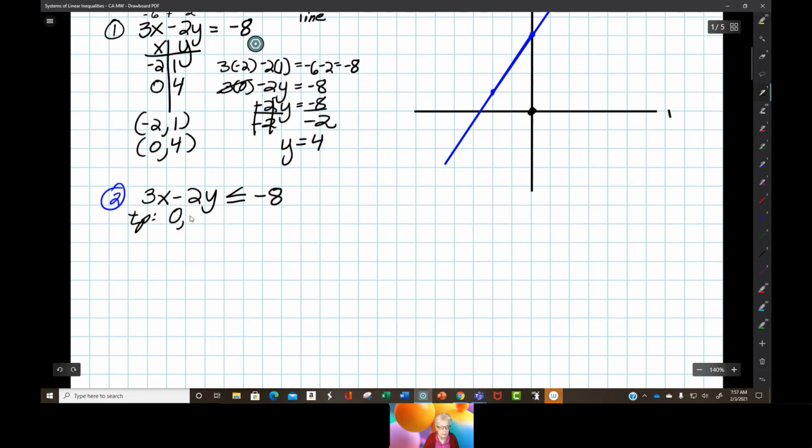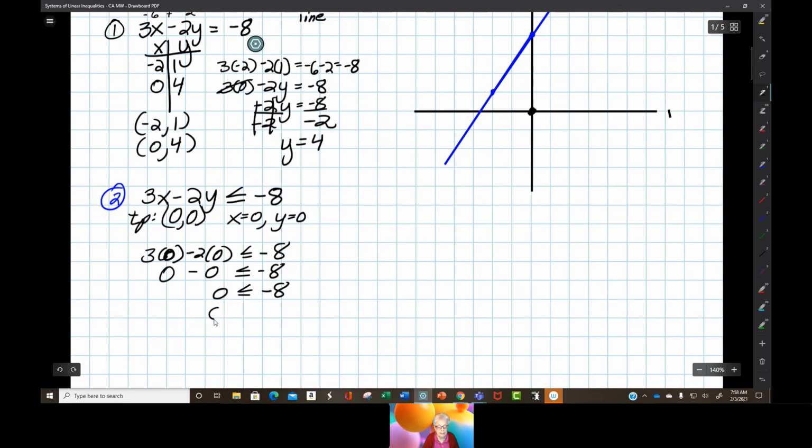My TP is going to be 0, 0, which means x equals 0 and y equals 0. Might as well write it out. Why do I want to write it out? So that I can come over here and put a 0 in for x. You don't have to use 0, 0. I just like it, because I'm lazy. Well, this is going to be 0 minus 0 is less than or equal to -8. 0 is less than or equal to -8.